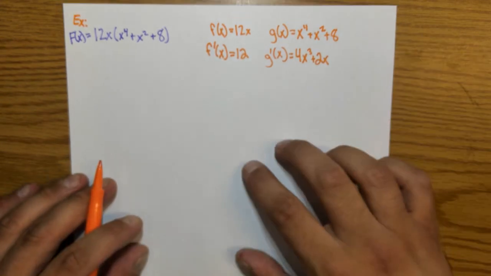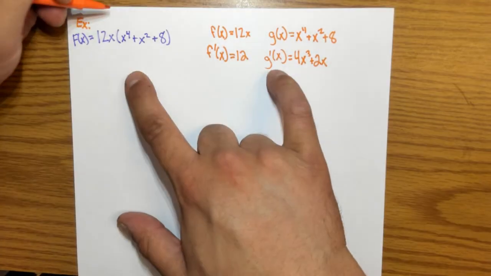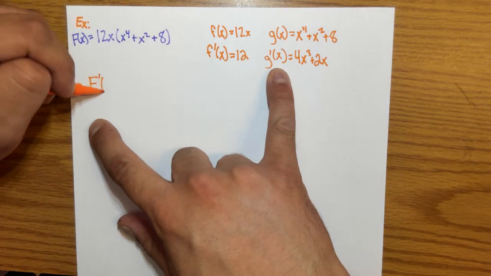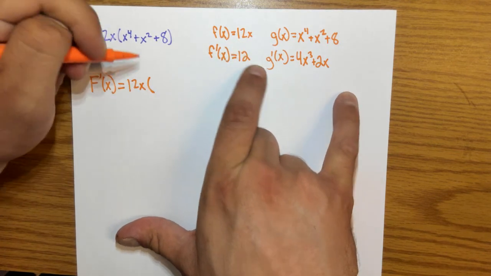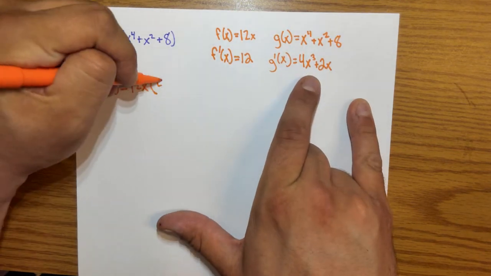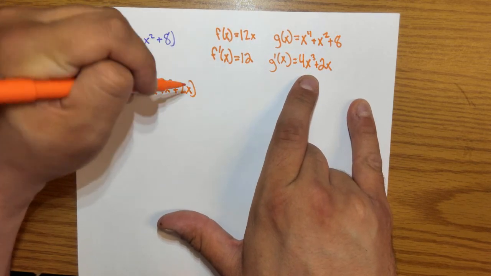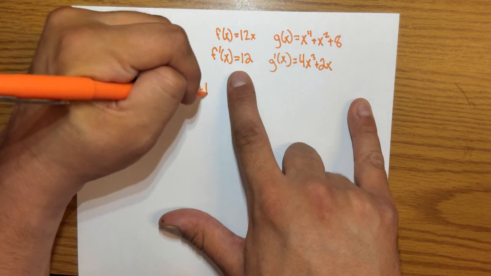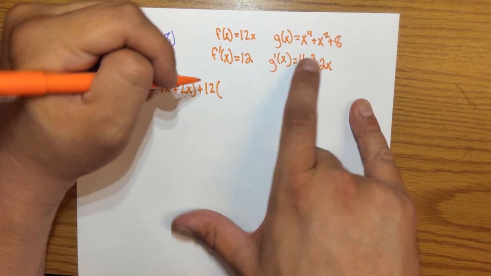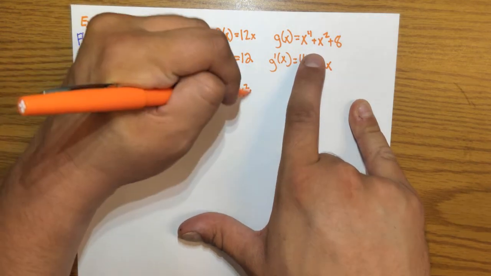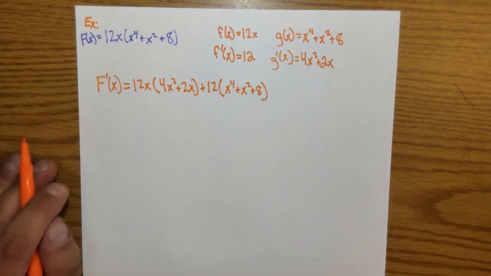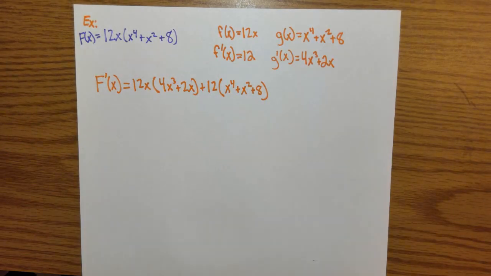So now we have it. We can put it into our form. We have f prime of x is equal to f of x, which is 12x, times g prime of x, 4x cubed plus 2x, plus f prime of x, which is 12, times g of x, x to the fourth plus x squared plus 8. And there we have it. So that is the product rule. So we have to be good at taking derivatives using the power rule in order to use the product rule.